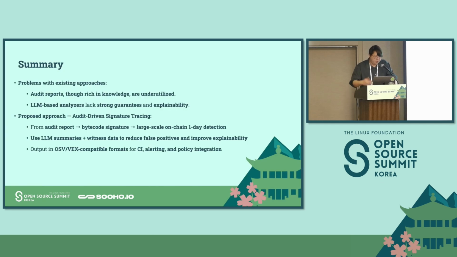So to wrap up, let's look at where the problems are and what we are proposing to solve them. First, audit reports are full of valuable information, but they are underused. And LLM-based analyzers are powerful, but still lack guarantees and clear explanations for why something is vulnerable. Our proposed approach is audit-driven signature tracing. The idea is to go from audit reports to bytecode-level signatures for large-scale on-chain detection, especially for one-day vulnerabilities.